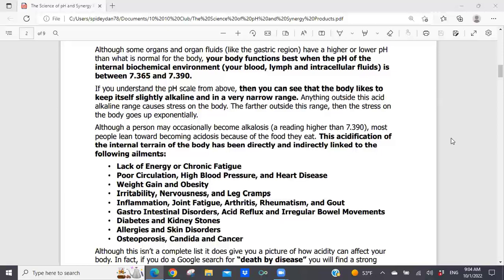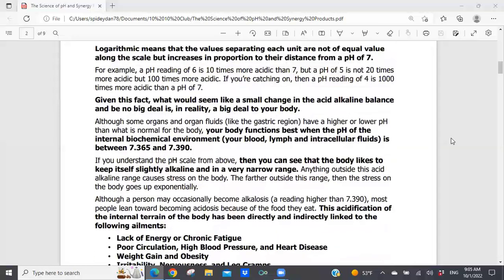And although this isn't a complete list, as you can see by the number of different issues that are involved here, you can see that there's a lot of things that are affected from a health standpoint based upon the acidity of your body. Now, when you look at your body, and this is not true for all areas of your body, but if you look at your blood chemistry, and if you look at your lymph system, and if you look at your intercellular fluids, your body wants to be slightly alkaline.